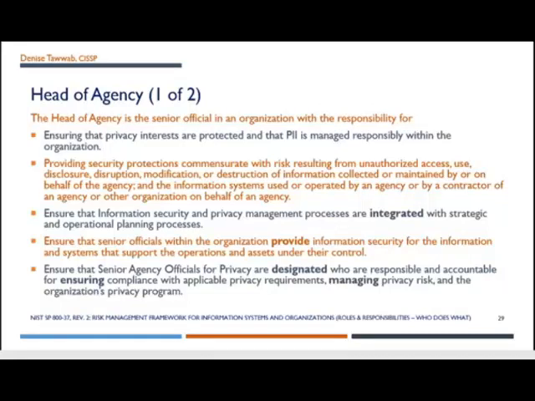The head of the agency ensures that information security and privacy management processes are integrated with strategic and operational planning processes. They ensure that senior officials within the organization provide information security for the information and systems that support the operations and assets under their control. They ensure that the chief privacy officials are designated who are responsible and accountable for ensuring compliance with privacy requirements, managing privacy risk, and the organization's privacy program.